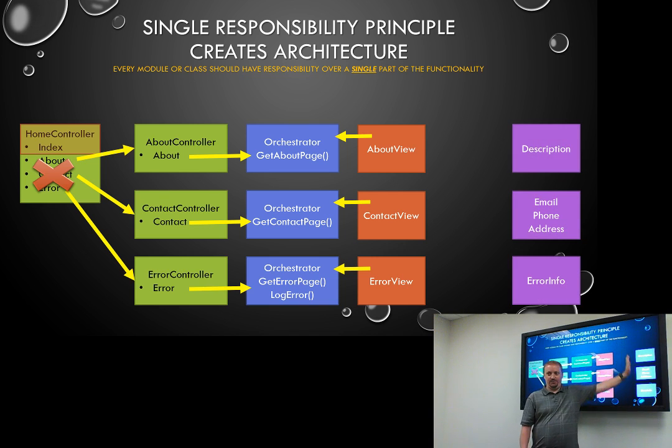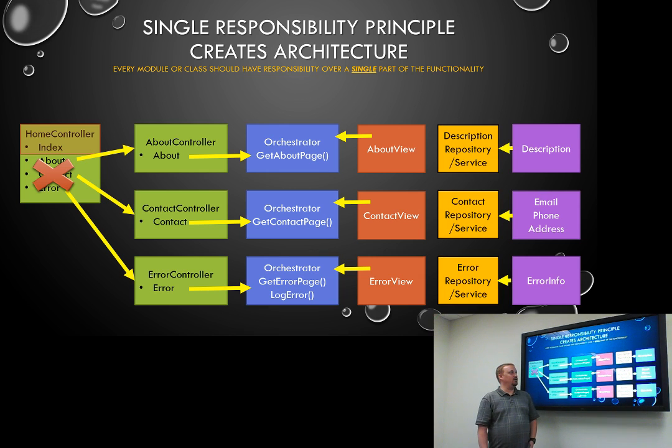Now we have our models or entities with the different types of data. For my about page, for example, I might have a description stored in a database somewhere, right? Same thing with the email, phone number, and address. Those might change over time, so I keep them stored in a database. I don't want to hard code them in the code. I want to put them in some sort of storage facility somewhere that I can change. Same with my error info, right? Whenever I'm logging my errors, I might want to save it to a text file or a database or something. Okay? So those are my models, but the orchestrator is not going to talk directly to the data, right?